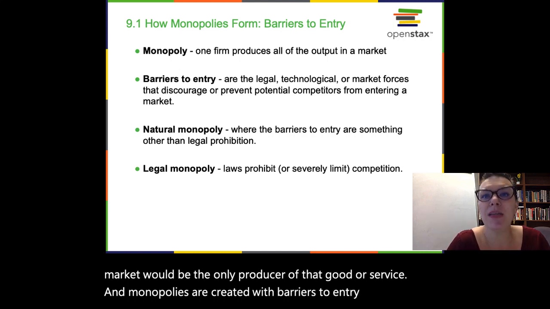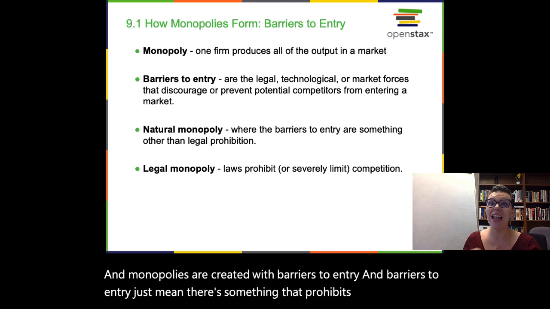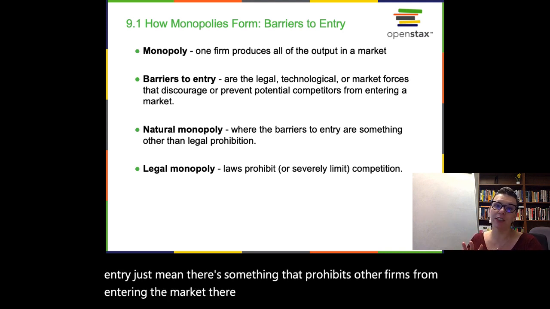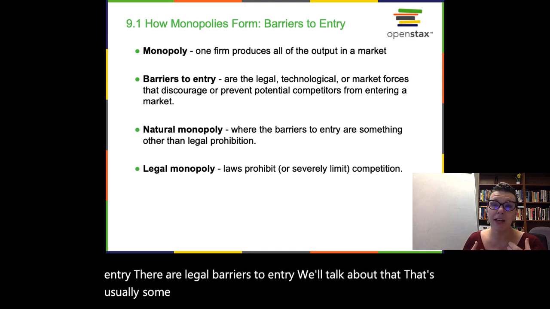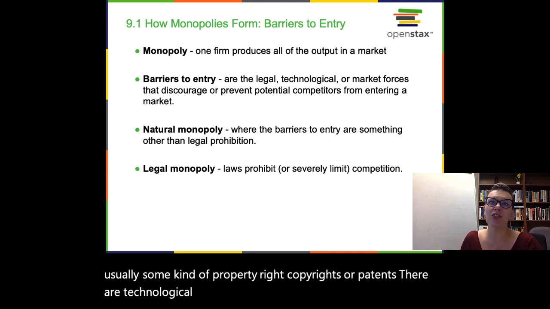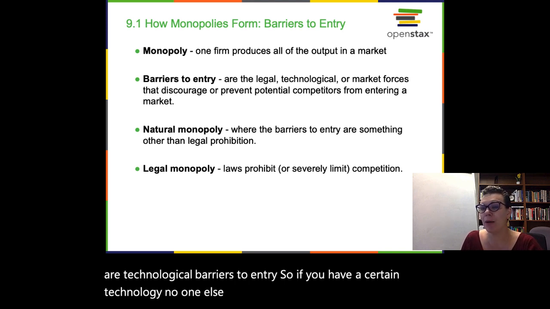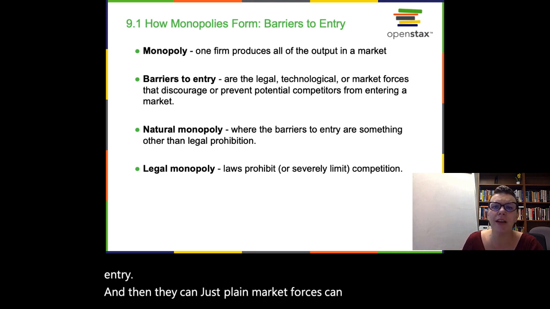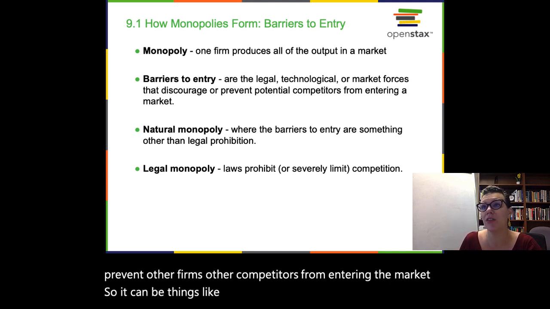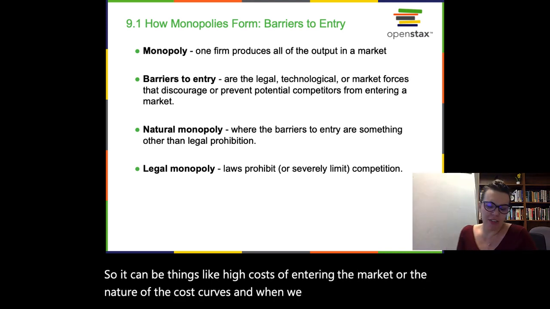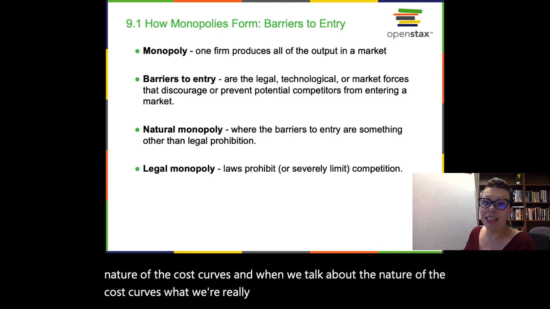And barriers to entry just mean there's something that prohibits other firms from entering the market. There are lots of different kinds of barriers to entry. There are legal barriers to entry. We'll talk about that. That's usually some kind of property right, like copyrights or patents. There are technological barriers to entry. So if you have a certain technology no one else has, that might create a barrier to entry. And then just plain market forces can discourage or prevent other competitors from entering the market. So it can be things like high costs of entering the market or the nature of the cost curves. And when we talk about the nature of the cost curves, what we're really talking about here is natural monopolies.